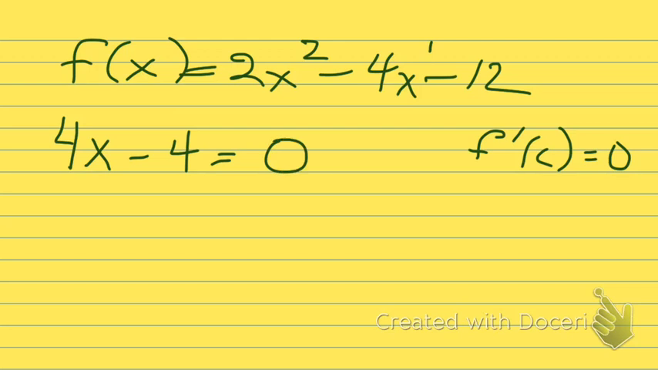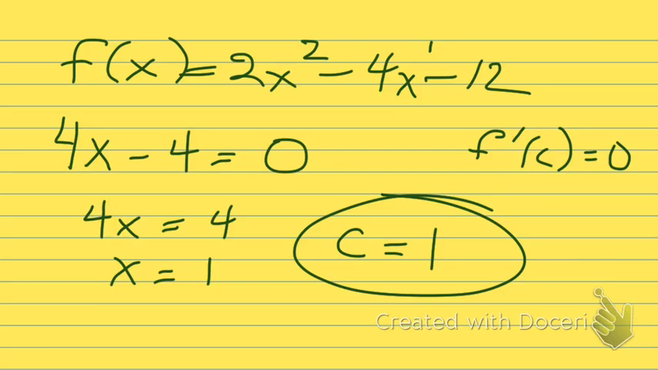However it is you want to solve it, one way is to move this 4 with addition, and to move the other 4 with division. Well, there you have it. C is going to be 1 if you don't want to call it x. Okay, that's that.